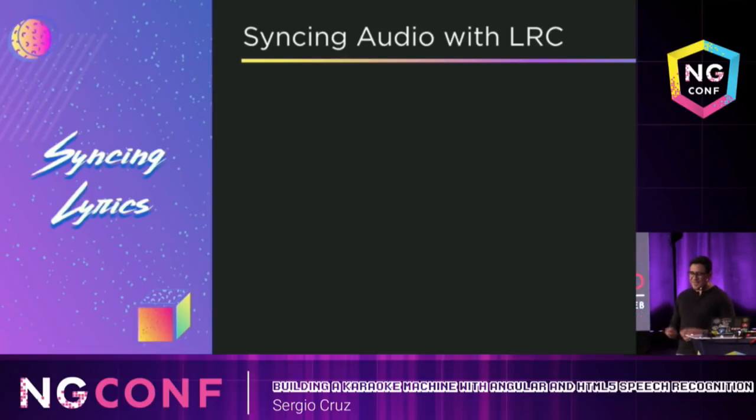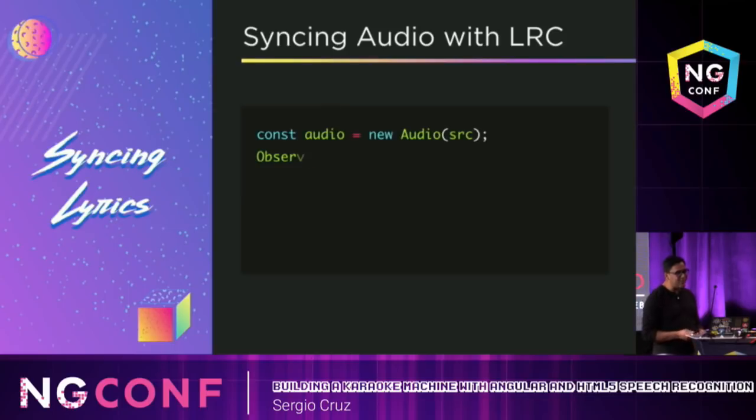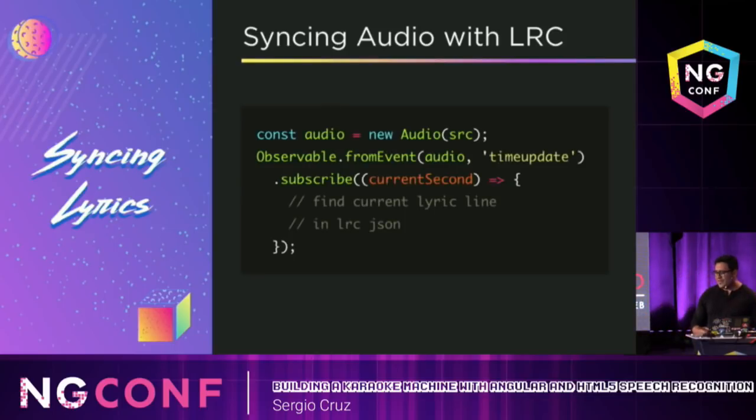All right, so syncing audio with LRC formats. What does that look like? So I'm using the native audio browser API. This is available in modern browsers. And yeah, you instantiate from the native audio class. You can pass in a source into it. That source is usually a string with the URL of your song. Then I'm using the Observable.fromEvent, right, from RxJS. This turns any native DOM APIs into a reactive stream, which is quite amazing.